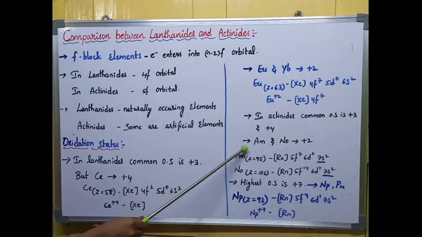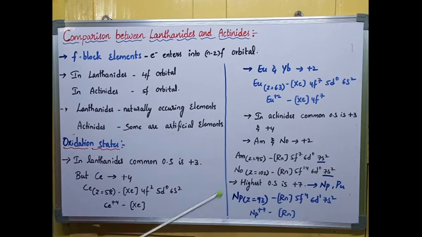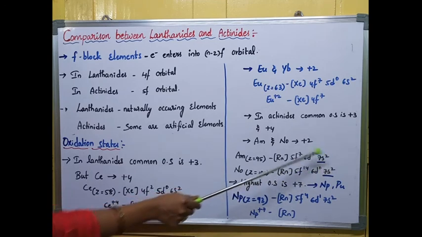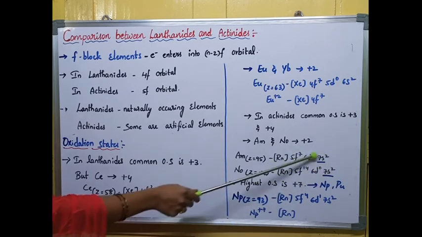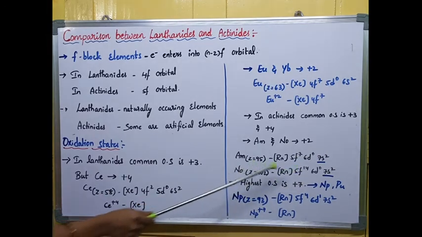So americium and nobelium exhibit +2. I'm writing the americium electronic configuration, atomic number 95: radon 5f7 6d0 7s2. And nobelium, atomic number 102: radon 5f14 6d0 7s2. They lose 2 electrons to get half filled and fully filled configurations. Hence they exhibit the +2 oxidation state.